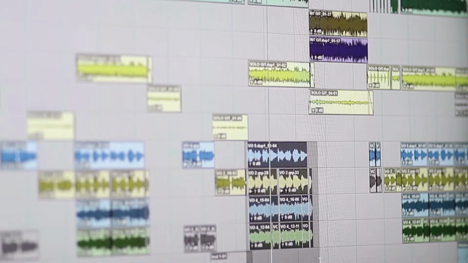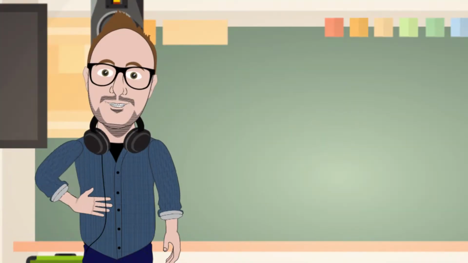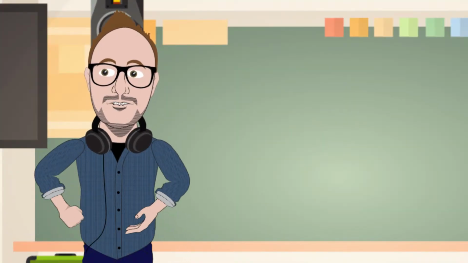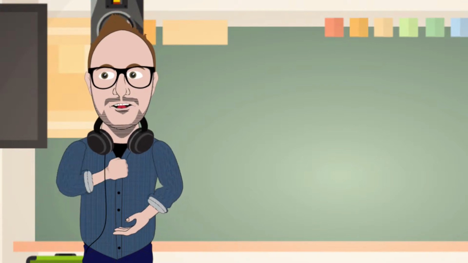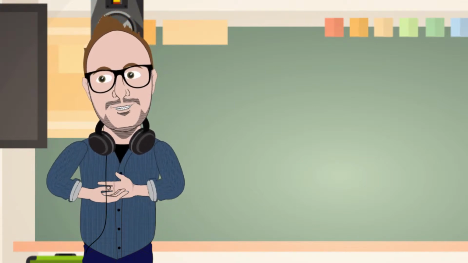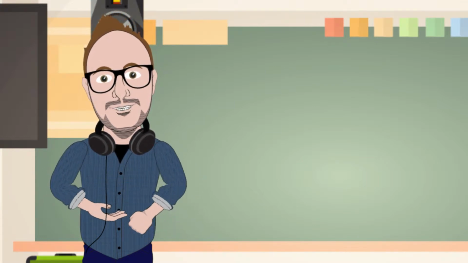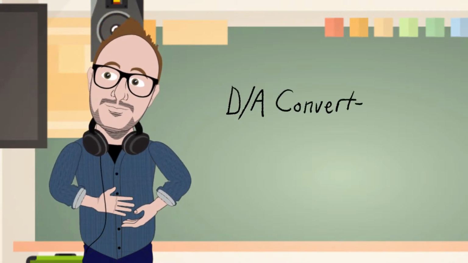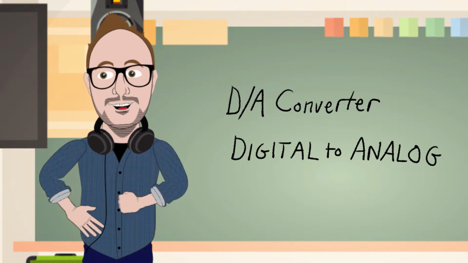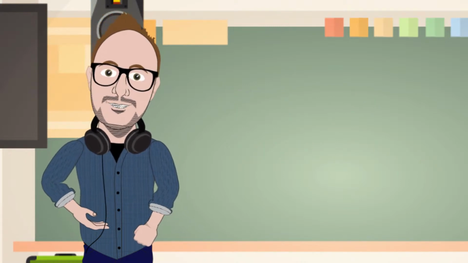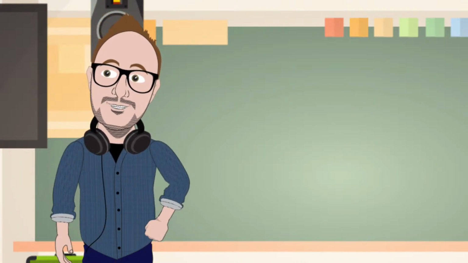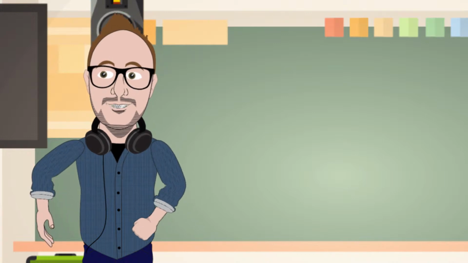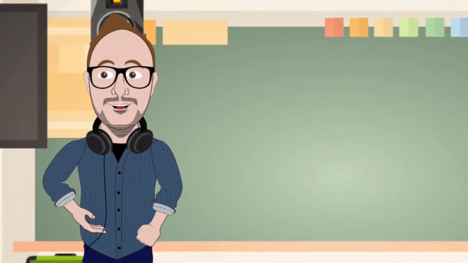While performing this magic task, at almost the same moment, the interface also collects the sound coming out of the computer through the same USB or Thunderbolt cable and brings it back through another converter called the DA converter. Yep, digital to analog. This converter takes the giant stream of numbers and transforms them back into an analog signal that can be sent to speakers and headphones.